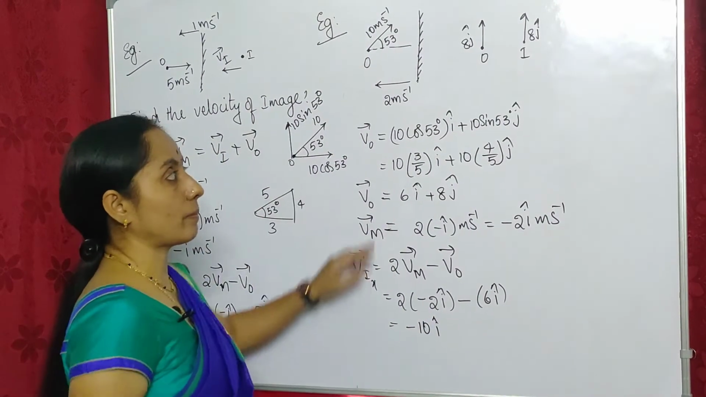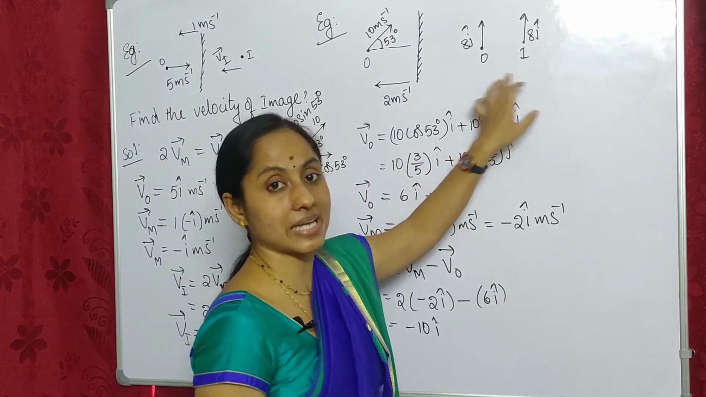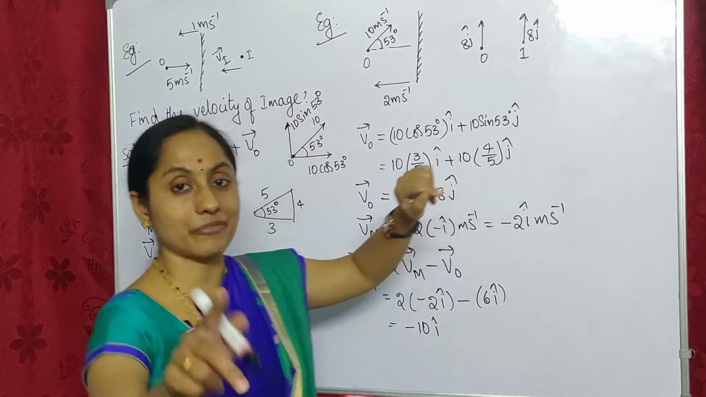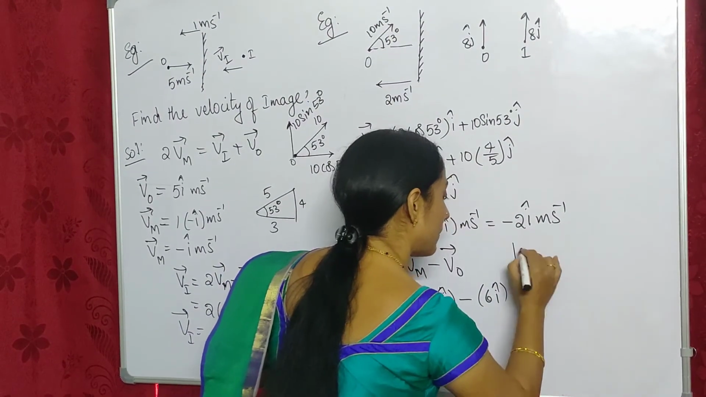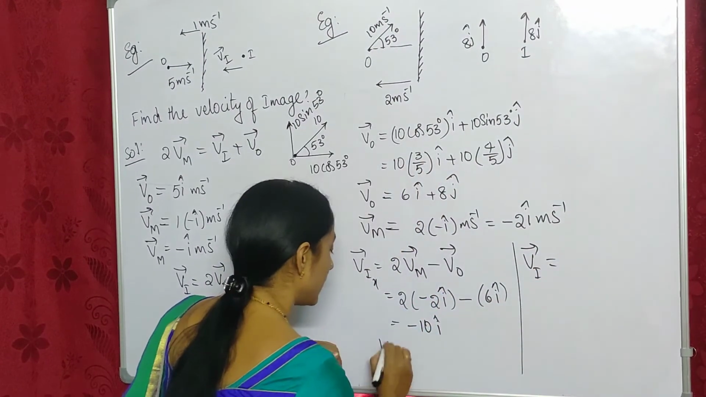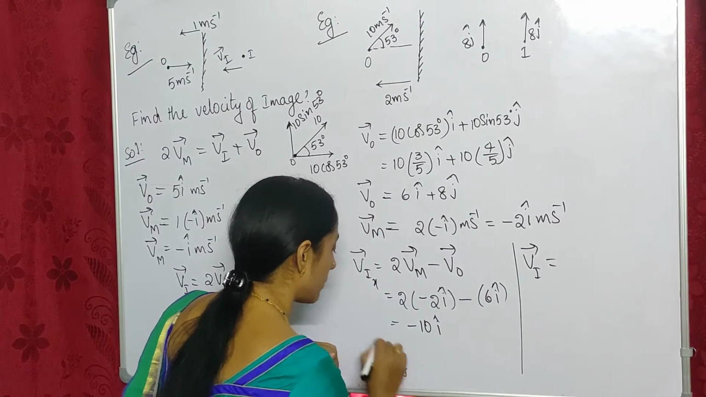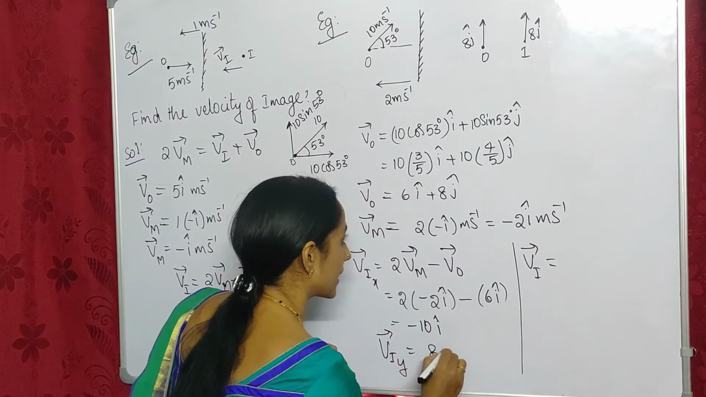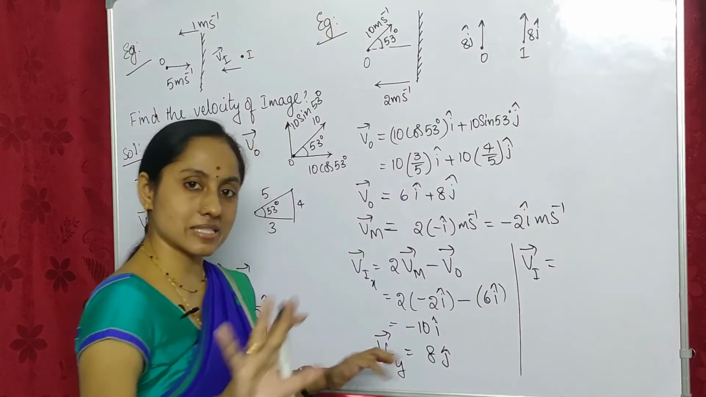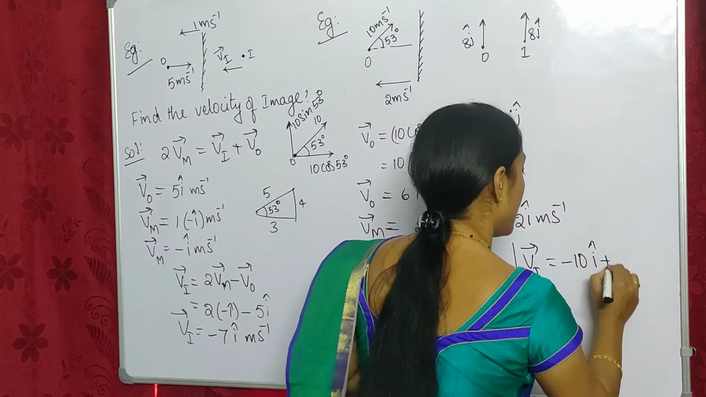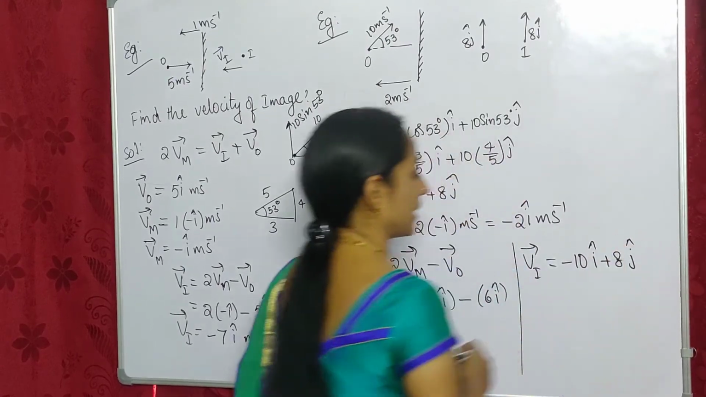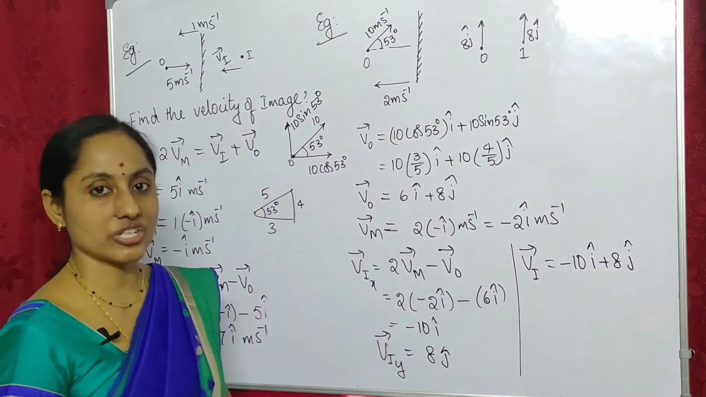What about the vertical component? The vertical component remains the same, from case 2. So how can I conclude now? VI bar is equal to, the y component is 8 j cap only. The y component remains the same. So now the answer is minus 10 i cap plus 8 j cap.